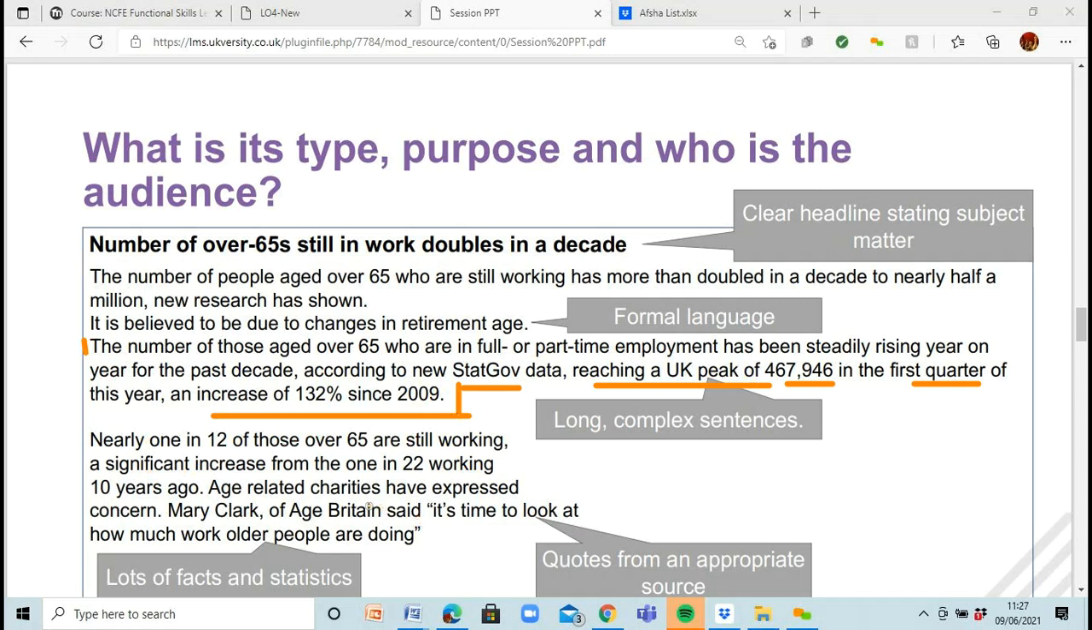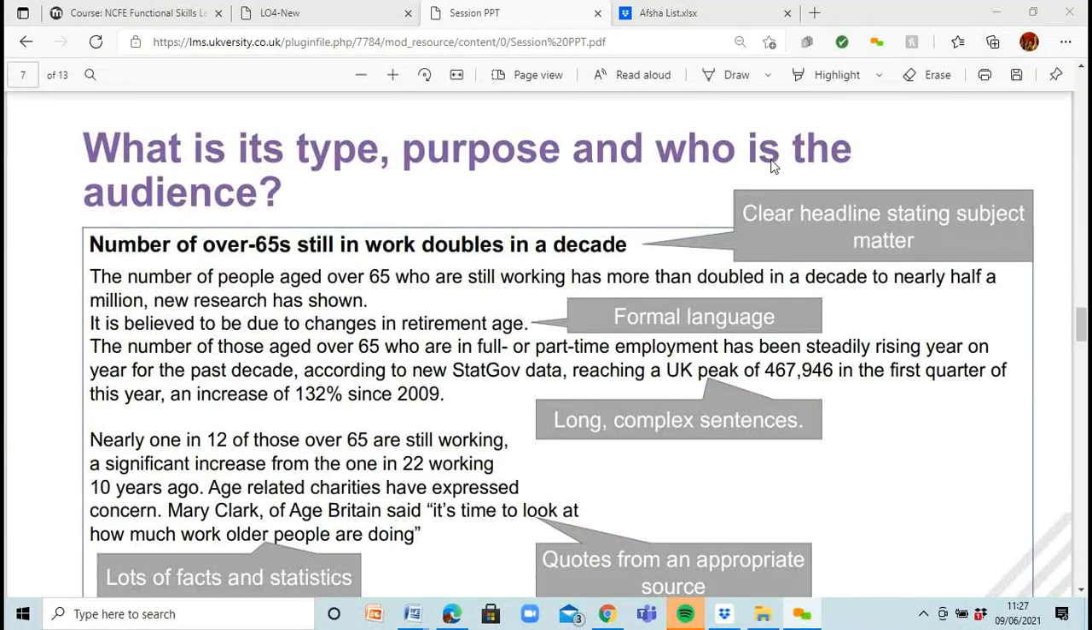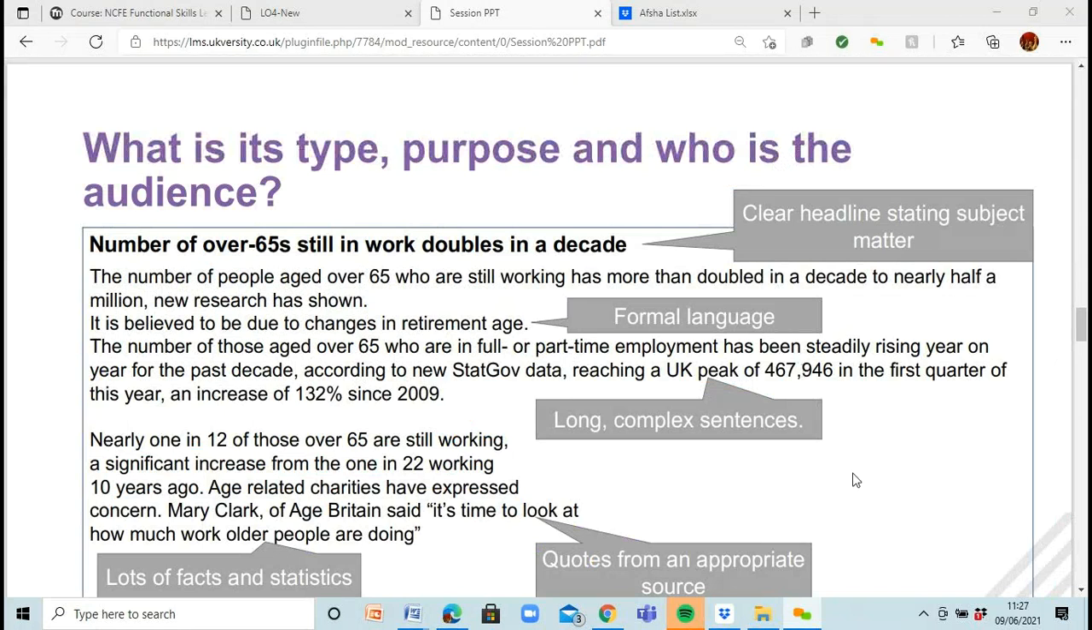Then nearly 1 in 12 of those over 65 are still working, a significant increase from 1 in 22 working 10 years ago. So age-related charities have expressed concern. They've got lots of facts and statistics, and a quote from someone as well. So Mary Clark of Age Britain said it's time to look at how much work older people are doing. So it's just got a good bit of information. It's telling you exactly, pinpointing every little point on here.